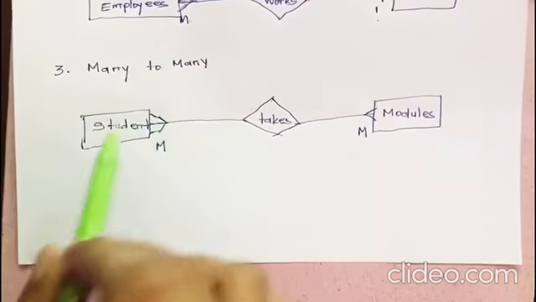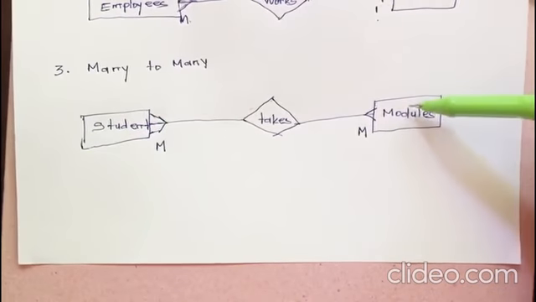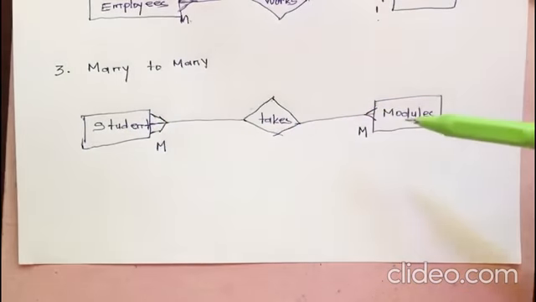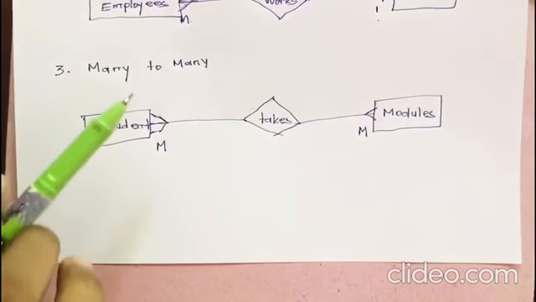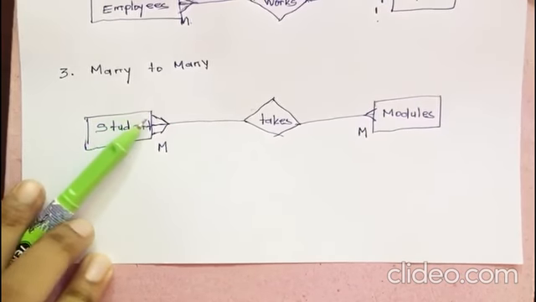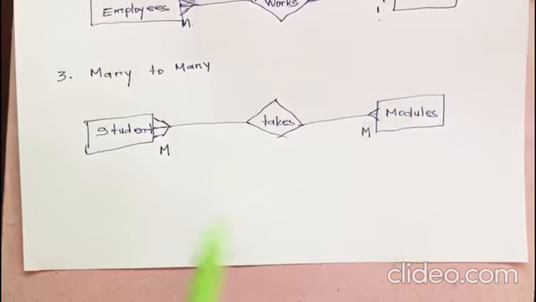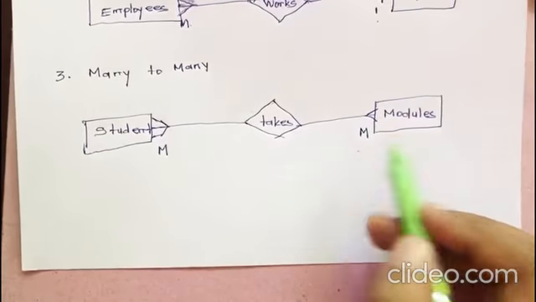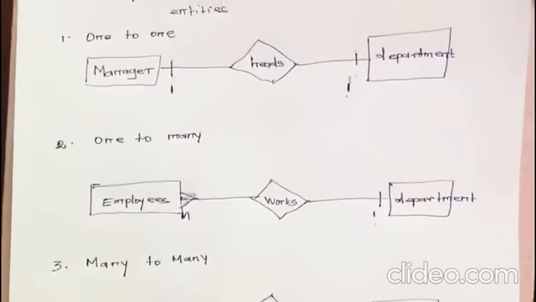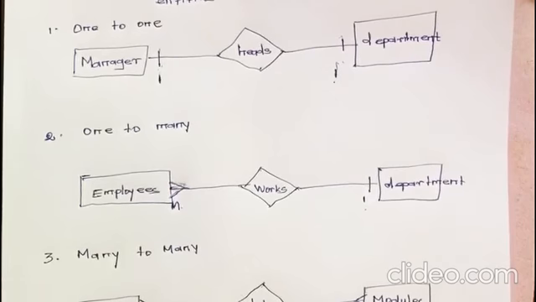Many-to-many. From this side, modules. Many students can take one module. From this side, one student can take many modules. So many-to-many relationship. This is the way we can easily mark and denote the cardinalities in an ER diagram.